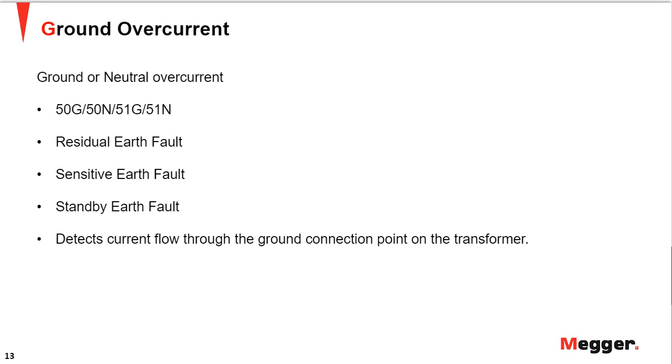51 time overcurrent ground or neutral. Different types of ground fault relays are out there that could be used. One of them is a residual earth fault relay. Basically, the earth fault relay is connected to the residual point of the 3 CTs.